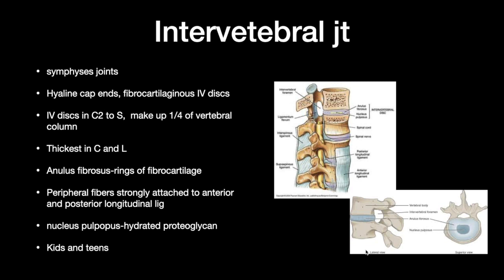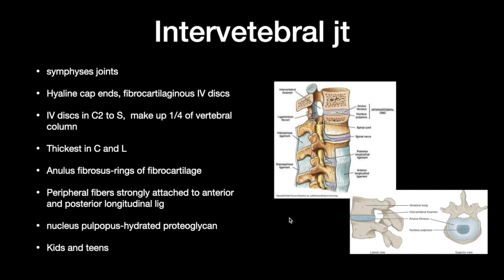Right, so the intervertebral joints, they are symphysis joints. They have the hyaline caps right here, and the fibrocartilaginous intervertebral disc. Discs come all the way from C2 to the sacral region, and it makes up a fourth of the vertebral column, and they are the thickest between the cervical and the lumbar region.